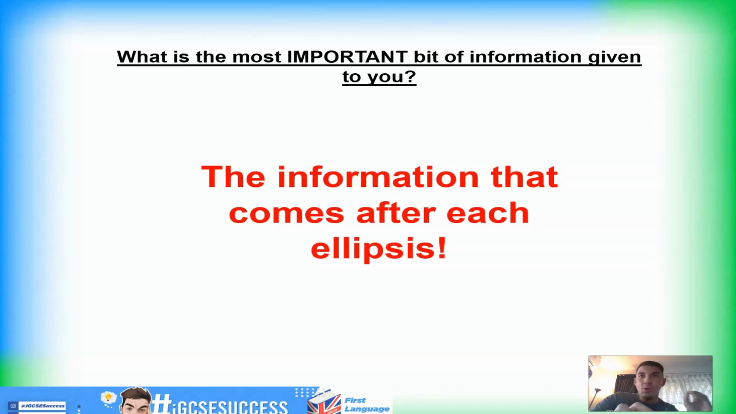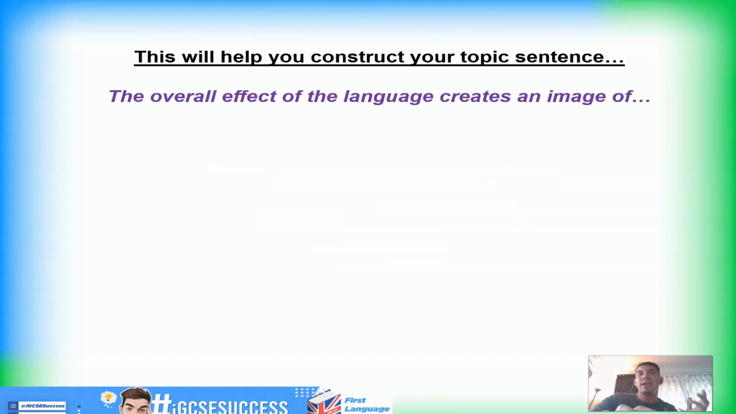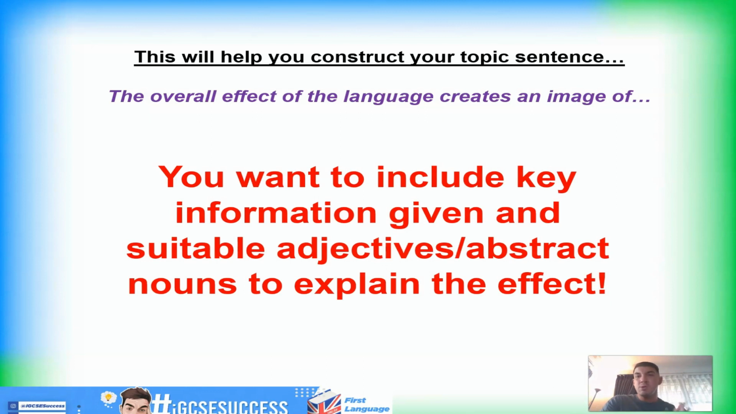So the most important bit of information, which, as I mentioned before, is often overlooked, is the information that comes after each ellipsis. It's so important because it gives you what you need to focus on. Not only that, but it helps you construct your topic sentence. The overall effect of the language creates an image of. And really, the only thing you should be highlighting or taking note of is that key information given. And you need to include that key information in your topic sentence, coupled with an adjective or two or some abstract nouns to explain what the writer is trying to achieve.